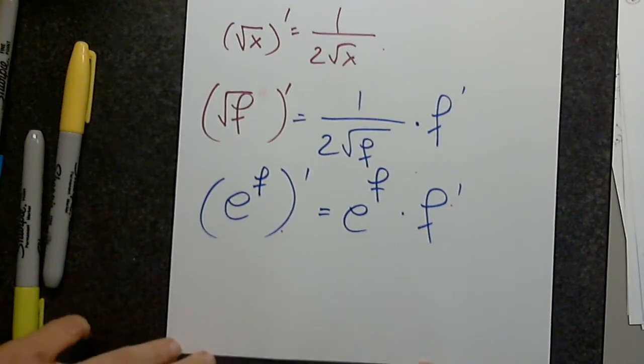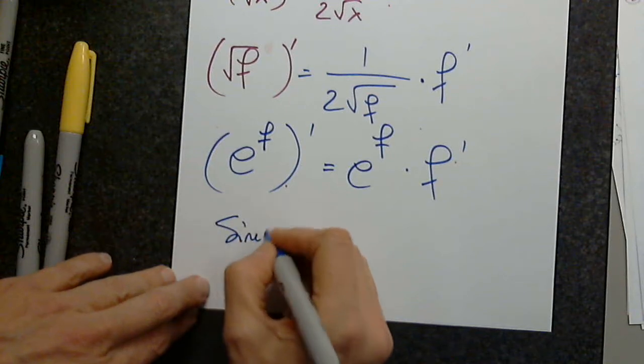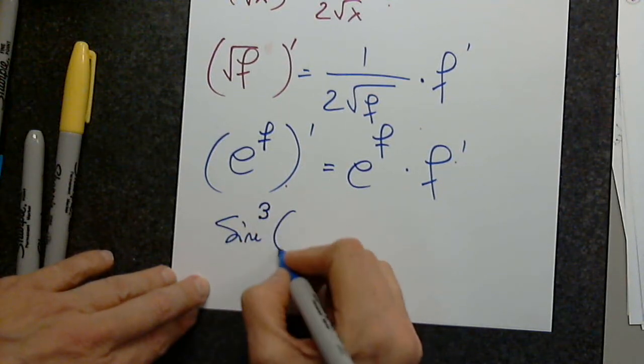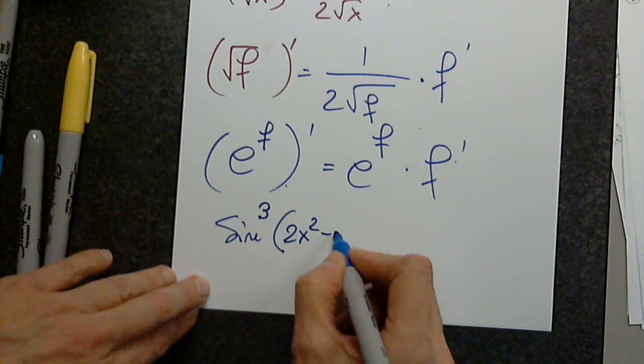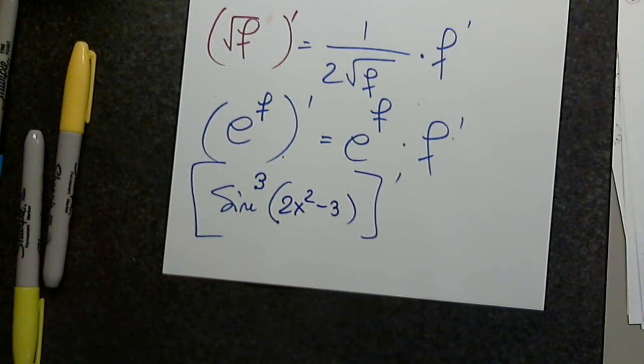Okay, a combo and then I let you choose. Here, this is more sophisticated now. Let's say I want sine cubed of 2x squared minus 3. Let's identify how many functions we see here. What is the outermost function? Power 3. What is the next? What is the last function?